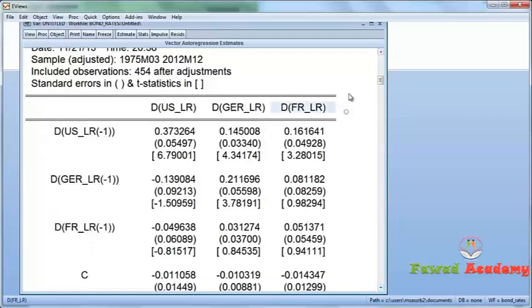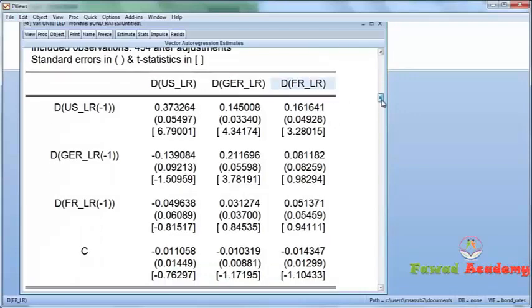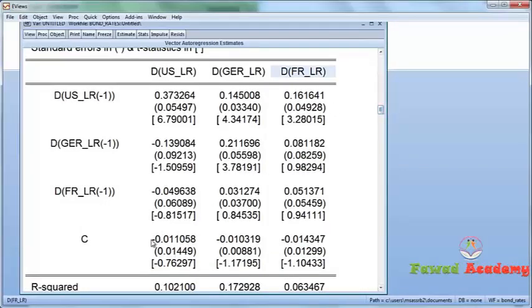Let's see how many coefficients we have. We have 3 variables, that means we get 3 columns: 1 for the coefficients in the US equation, 1 for the coefficients in the Germany equation, and 1 for the coefficients in the France equation. In each equation we have 4 coefficients. We have the constant down here at the bottom, and then we have the 1 period lags: the own lag, the US lag, the 1 period German lag, and the 1 period French lag. We have the same for the Germany equation and for the French equation.